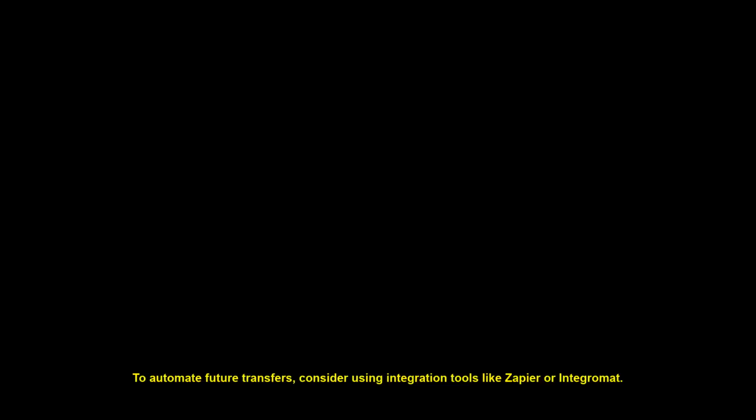To automate future transfers, consider using integration tools like Zapier or Integromat. Set up a new automation that triggers whenever there's a change in your Shopify inventory. Configure the action to update your Airtable base accordingly.